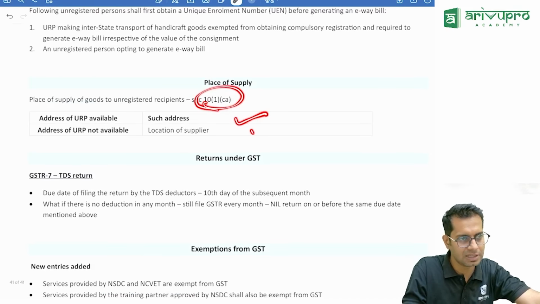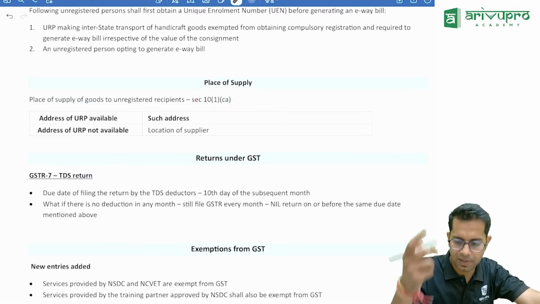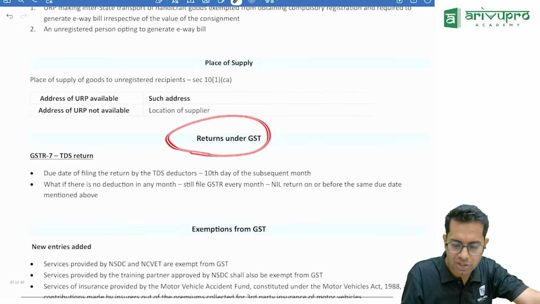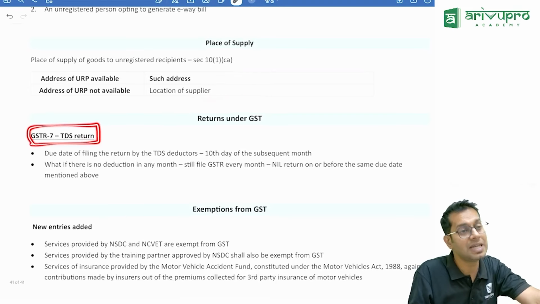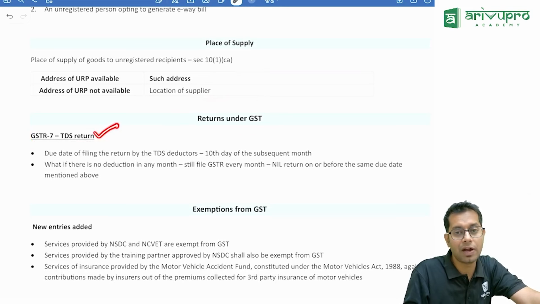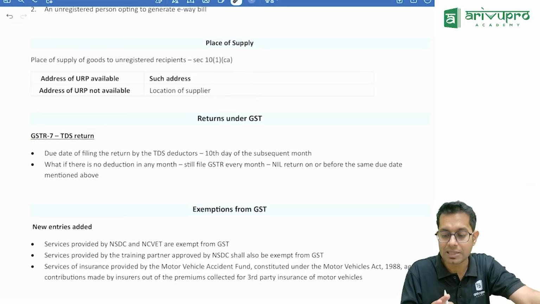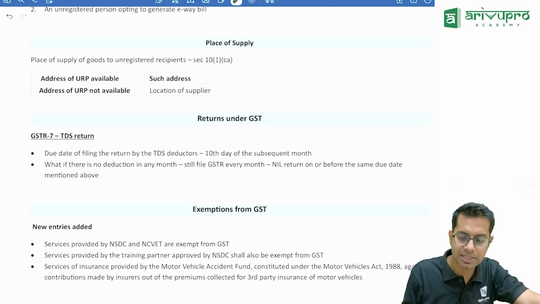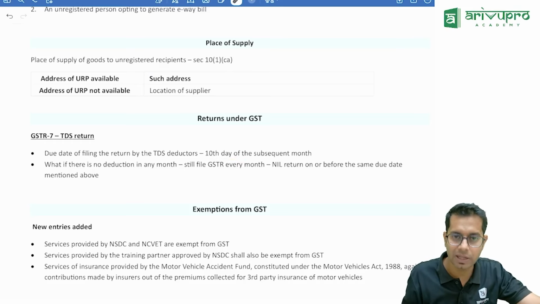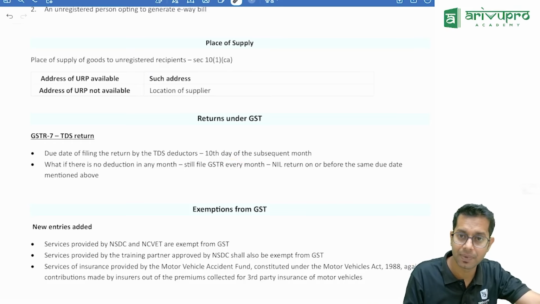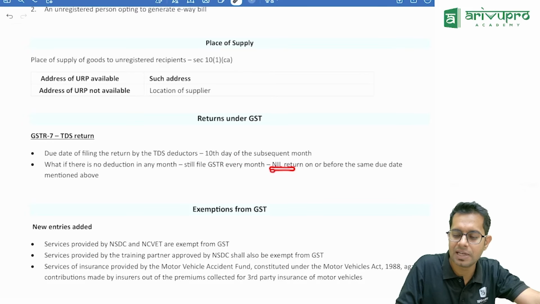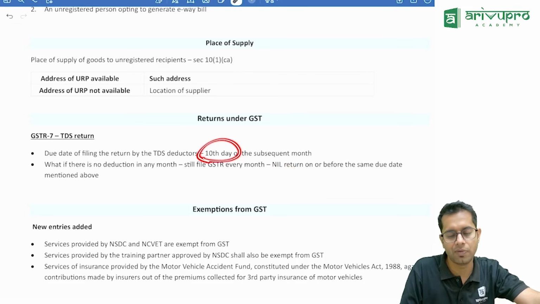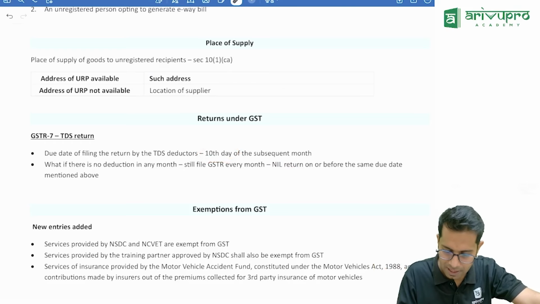10.1c, we have discussed this point. Previously we discussed returns under GST. GSTR 7 is the return filed by a TDS person. For this, the due date is the 10th of the next month. Now the question is, what if I don't have any payments at all in this month? Should I still file the return? The lawmaker says, even if it is a nil return, it should be filed on or before this date. So only this point has been added.